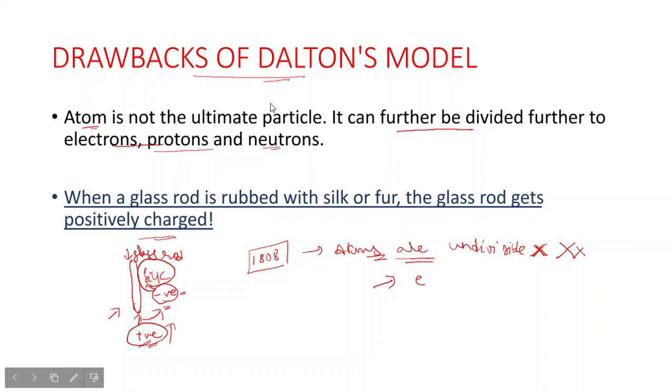So the first drawback is that he said atoms are indivisible, but atoms can be divided. There are much smaller particles than atoms: electrons, protons, and neutrons. And also he failed to explain how a glass rod gets positively charged when it is rubbed with silk or something like fur.